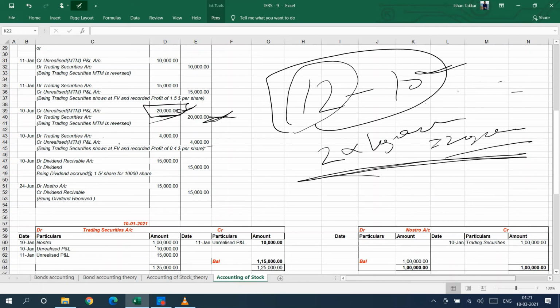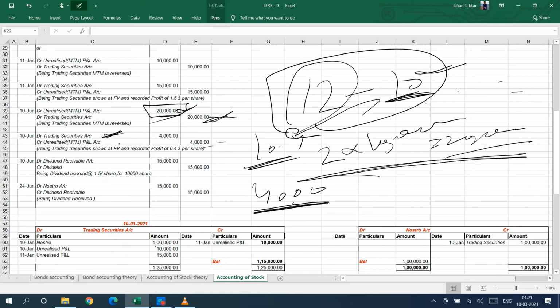So the price is now 10.4. You bought the asset for 10, and now its price is 10.4. So you will show your trading security asset, that is the MTM asset, at 4,000. Your new asset will be 4,000, and the unrealized profit that you will show in your profit and loss account is 4,000. I hope it's clear. But you have a new asset.